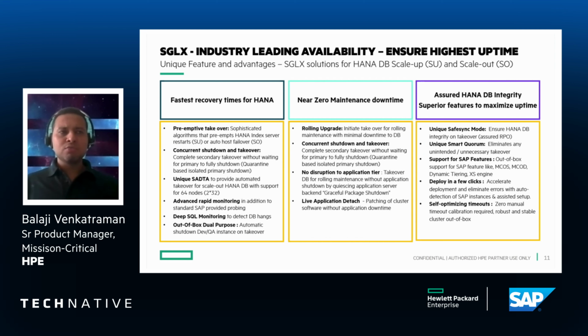And then to add to this, we have our own advanced rapid monitoring systems, which is in addition to the standard SAP probing mechanisms that check the different parameters. We can do deep SQL monitoring, which is like, everything may look fine, but your DB is hung, right? You would have seen that situation happen so many times. And Serviceguard has deep SQL monitoring that can query your database to find out whether it's actually able to serve a request or not, right? And like I said, unique capabilities that give you the fastest recovery times for HANA.